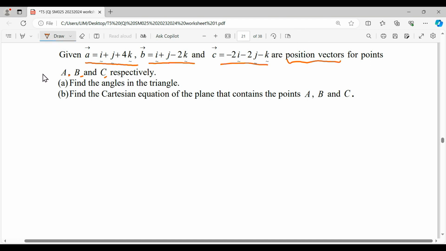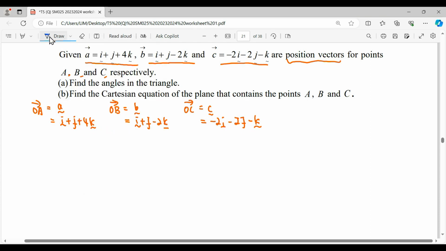So indirectly here, they want to tell you that OA is vector A, which is i plus j plus 4k. For the point B, the position vector OB is equivalent to vector B, equals i plus j minus 2k. And the position vector for C, OC, will be represented by vector C, which equals negative 2i minus 2j minus k. For the first question, find the angles in the triangle.